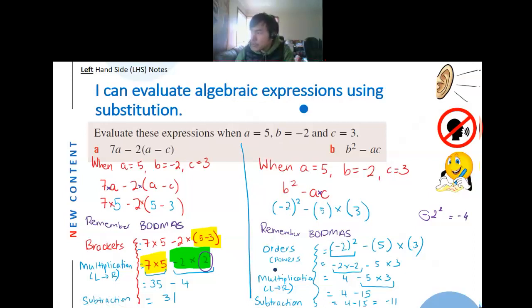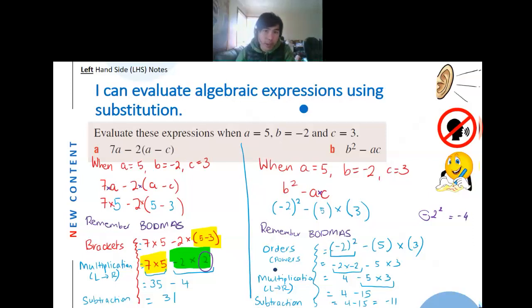So here we've got (-2) in brackets squared minus (5) in brackets multiplied by (3) in brackets. Okay, so again, now in the brackets, you can see there's only one number. So basically we don't have to do much about the brackets there. So we're going to move on to the next thing, which is the order or the power. Okay. So negative 2 squared.